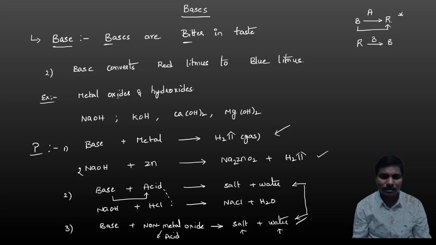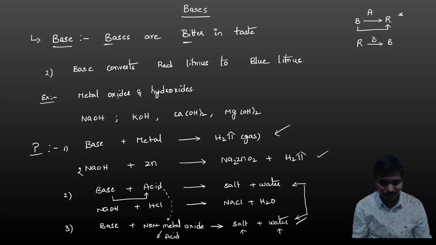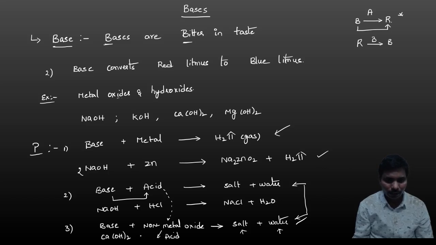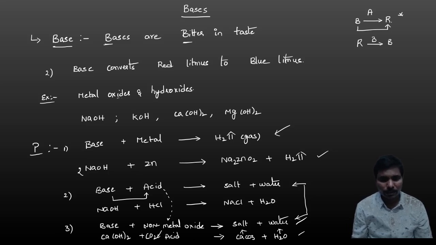A non-metal oxide is also considered as an acid. So whenever a base reacts with an acid or a base reacts with a non-metal oxide, then salt plus water will be formed. If you want an example, let us take the base calcium hydroxide and the non-metal oxide CO2. In this case, you will get CaCO3 plus water. The equation is also balanced. So these are the three important properties of bases.